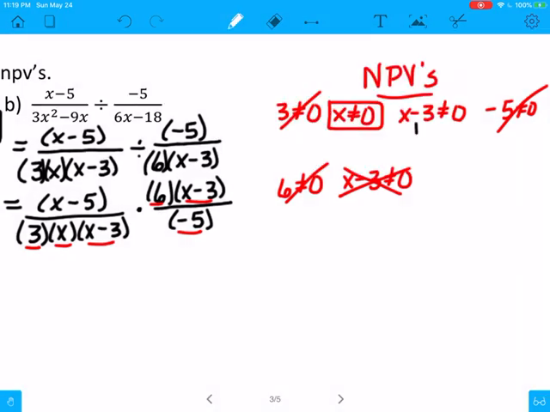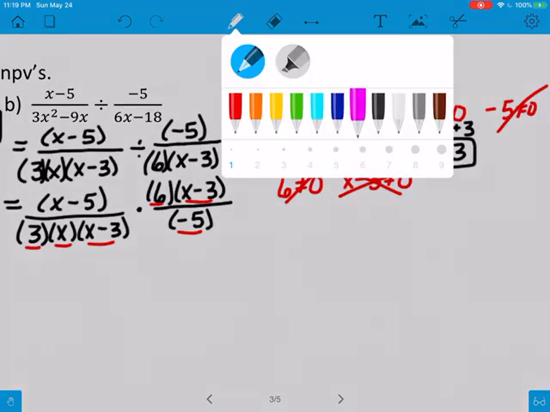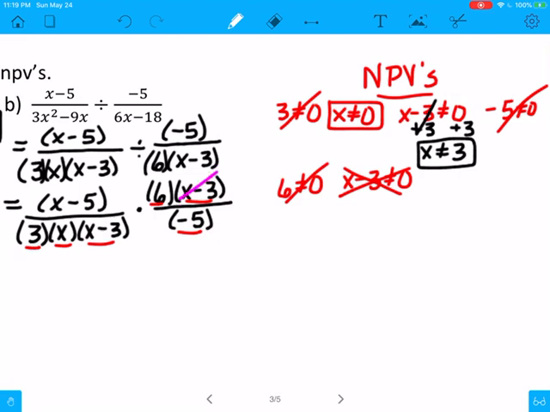So I'm going to add 3 to both sides. So you don't have to state an NPV twice if it's the same one. And x cannot equal 3. So I have 2 non-permissible values, or restrictions, 0 and 3. Okay. So x minus 3 and x minus 3 cancel. Some people try and cancel this negative 5 off with the x minus 5, but you can't, because the x minus 5 is attached, so it's only going away if there's an x minus 5 in the bottom, which there isn't. So I think I'm done.